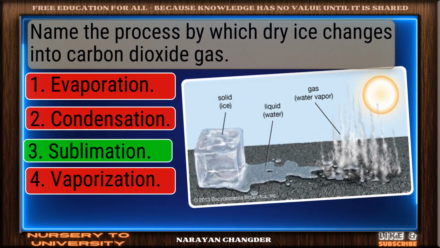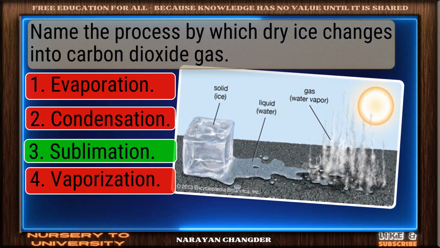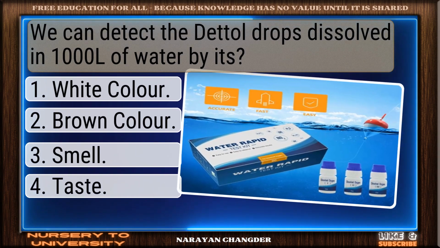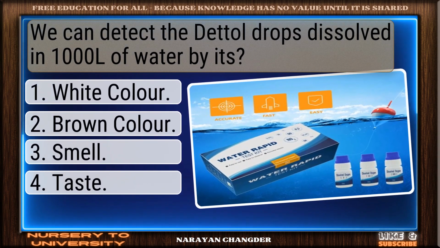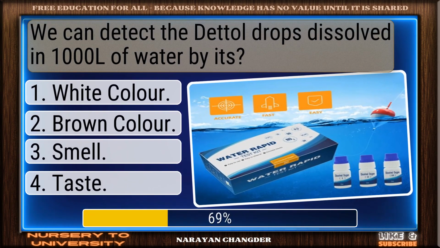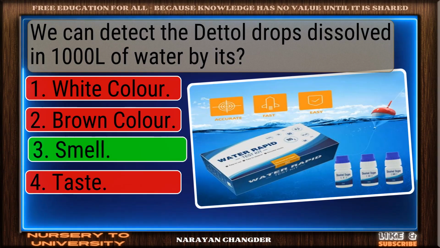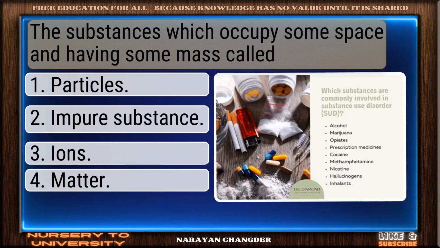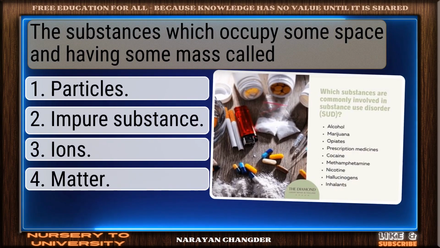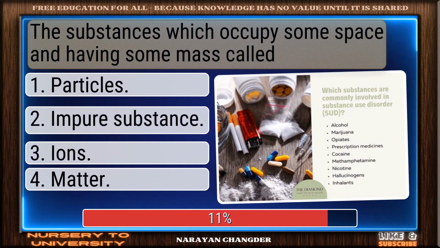On track. Sublimation is the correct answer. Question number 31. We can detect the Dettol drops dissolved in 1000 L of water by its. Good thinking. Smell is the right answer. Question number 32. The substances which occupy some space and having some mass called.